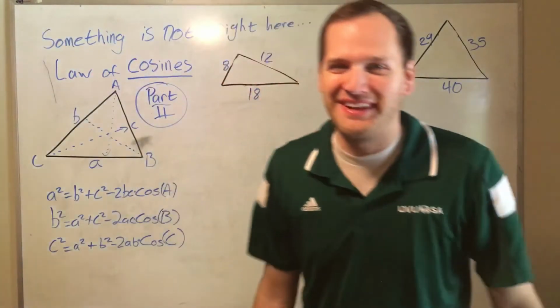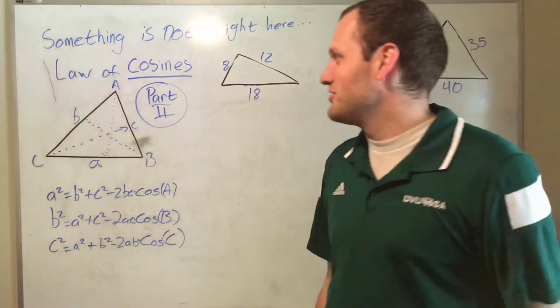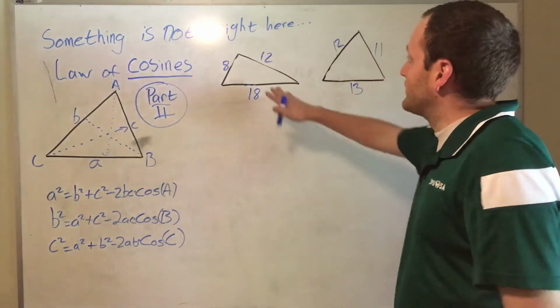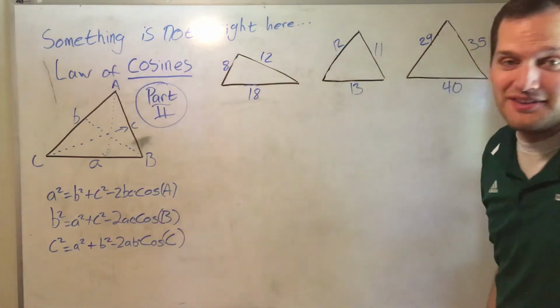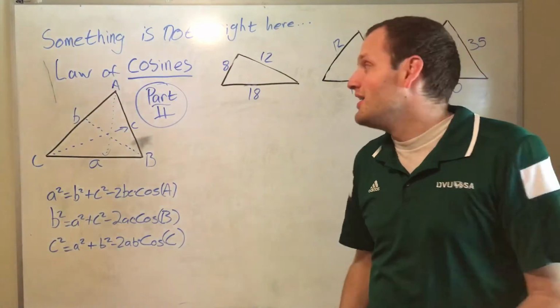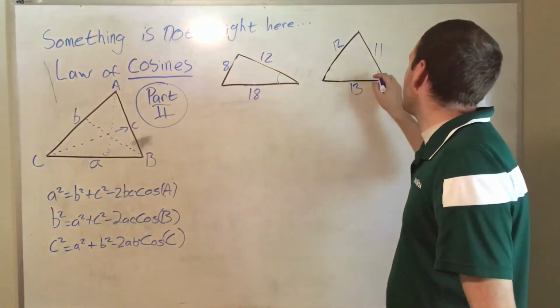Hey, it's Harper again. This is the last installment for the cosine and sine, the non-right triangles, finding missing pieces. Today, if you look, each of these triangles have all the sides, but they have no angles. Well, they have angles, we just don't know what they are. So we're going to be finding a missing angle on each of these triangles today.